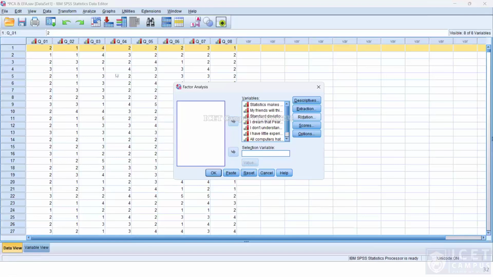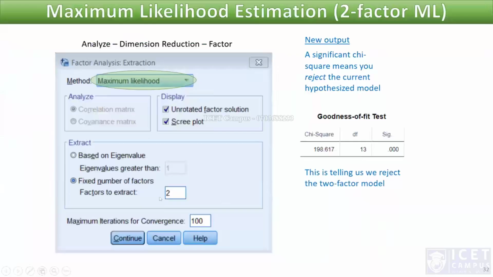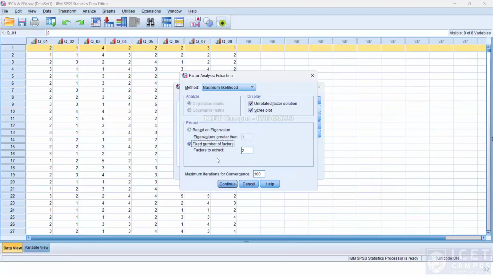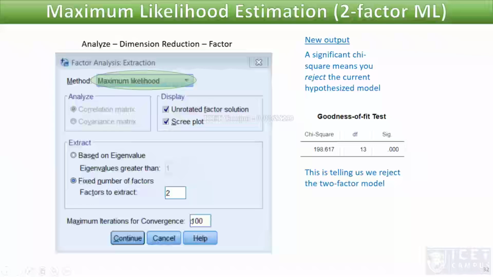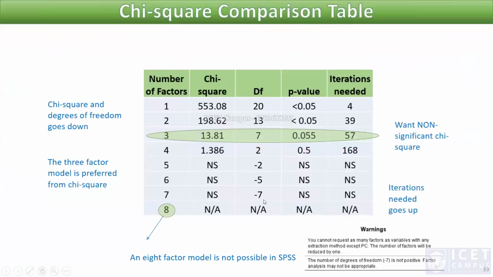Now we have to go for the extraction method. Extraction method, we can change to maximum likelihood. And the fixed number of factors we can mention here. Then the number of iterations 100. All the others are the same. We can take the output, so iterations.